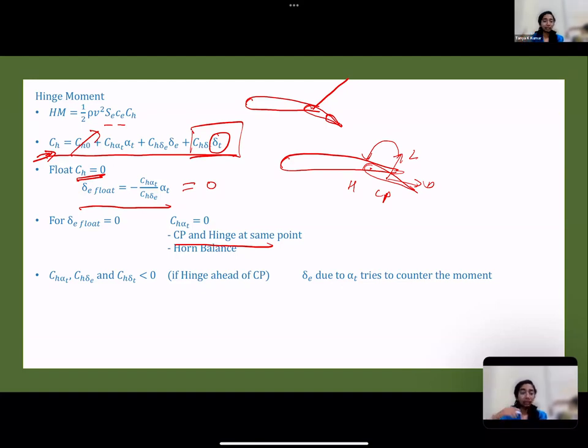That is one method. Another method is something that sir told. It was referred to as horn balance.